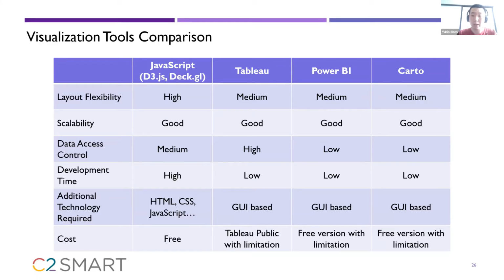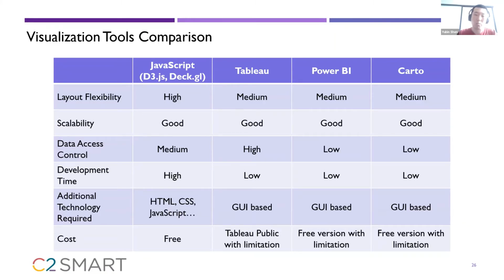That means how we can share the data. So if there is any data control, it allows the user to download the data or not. And the fourth one is development time. How much time we need to take to develop some visualizations. And finally, the additional technology required and some cost consideration. So I list those criteria and compare those 4 tools: JavaScript, Tableau, Power BI, and Carto.